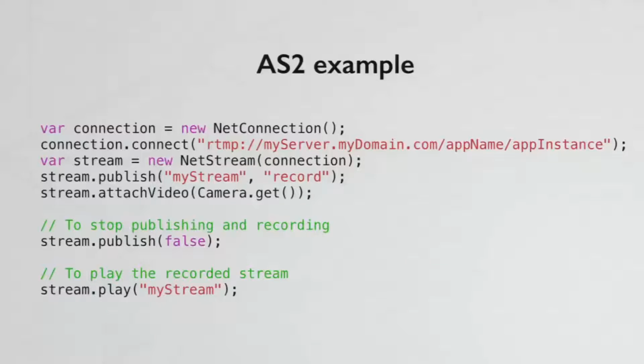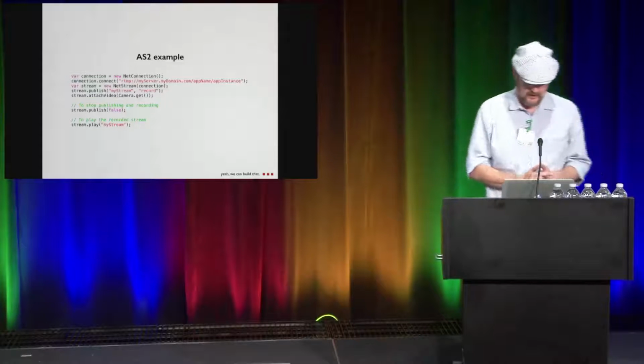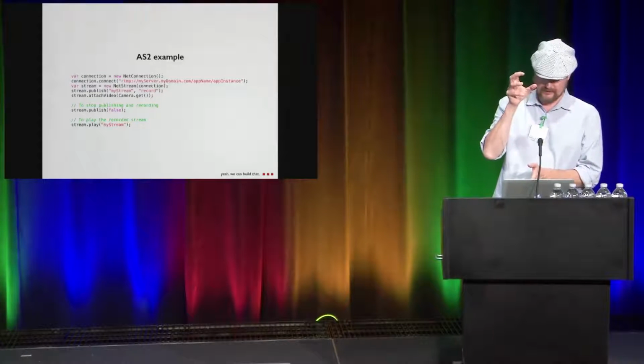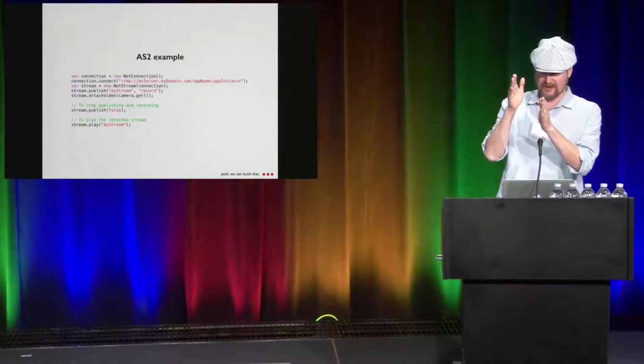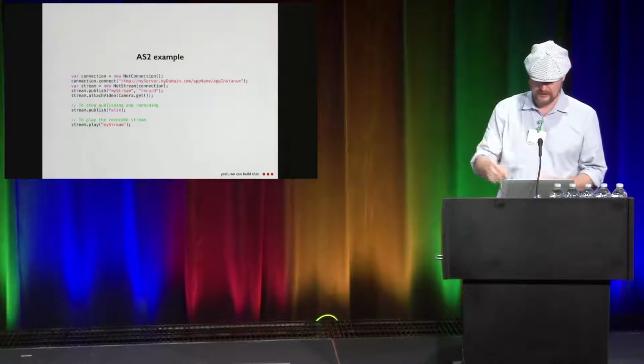So here's an example in AS2. I picked AS2 because it's so similar to JavaScript. It practically is JavaScript, so I thought that was a good comparison to the JavaScript way this is done. So first thing you do is you set up a NetConnection and then connect to your server. That's pretty simple. If you see this app name and app instance piece here, that's actually a concept with the media server that you have to have set up so it knows what to connect to.